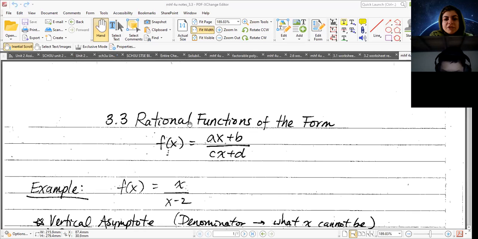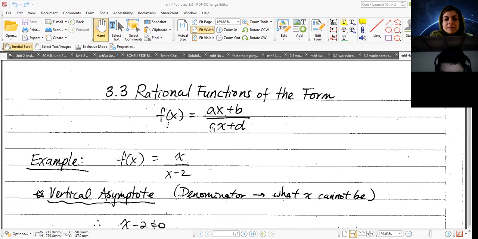So 3.3, rational function of the form (ax + b)/(cx + d). Before, we didn't have anything in the numerator, right? The example I would give you is 1 over, let's say, x minus 2, and I ask you to do it. Now we have something in the numerator, ax plus b. So we have an x-intercept right now.